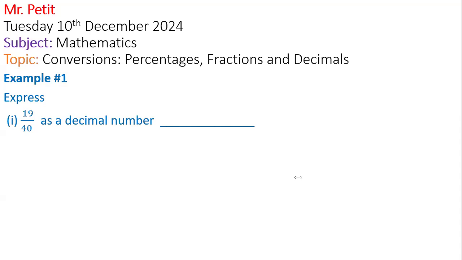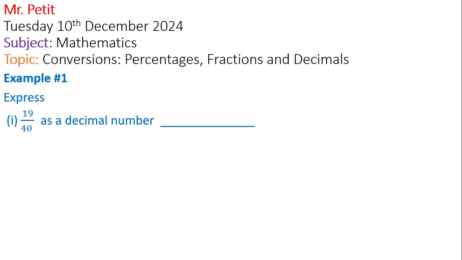No, it's not 0.1.19. Anyone else want to try? What is 19 over 40 as a decimal number? 19.40? No. Rodrigo, what did you say? Mr. Petit, I don't know the answer, but I think you divide the denominator by the numerator. Yes, you do. That's correct.